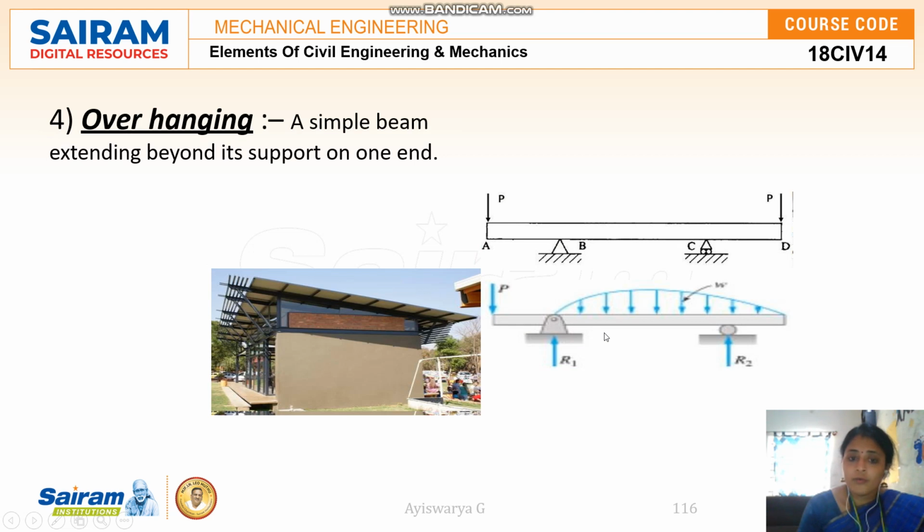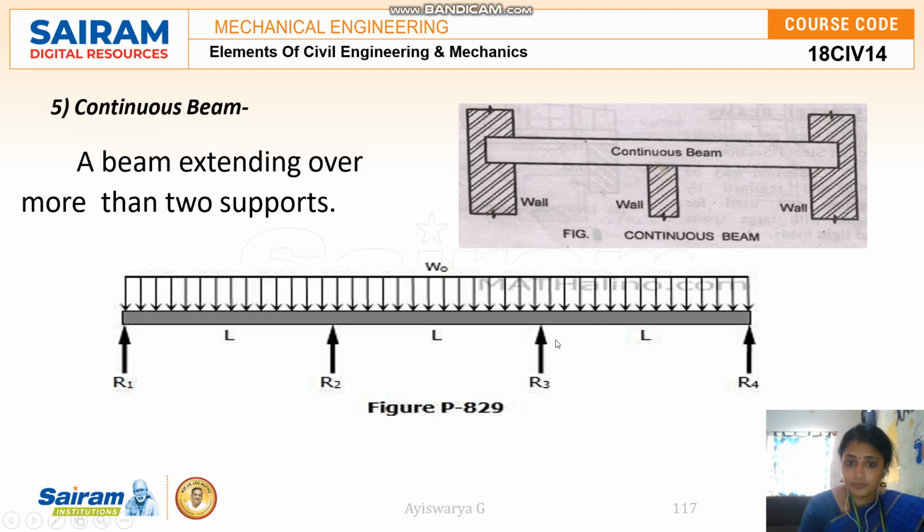And the next one is an overhanging beam. An overhanging beam means a simple beam extending beyond its support. See guys, it will be beyond its support. It's not like balconies. For example, here you can find the two supports, and this particular portion is called the overhang, which is supported only at the intermediate side, right?